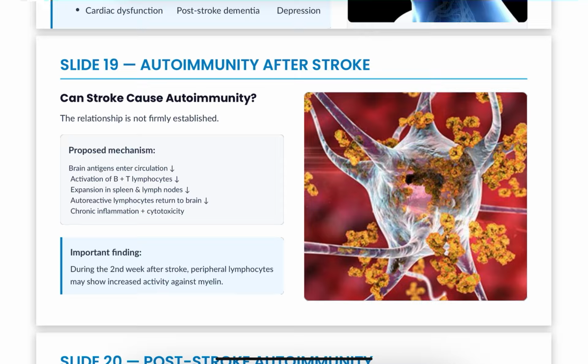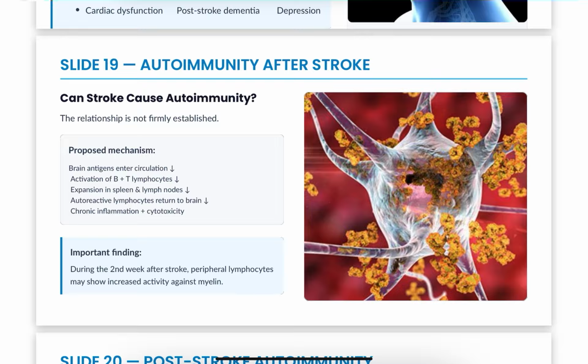So, for example, whenever the brain antigens enter the circulation, they can stimulate the B and the T lymphocytes in the peripheral lymphoid organs, such as the spleen and the lymph nodes. Some of these activated lymphocytes become reactive against the brain components. These lymphocytes can then go back to the brain. Once there, they may contribute to chronic inflammation and cytotoxicity.